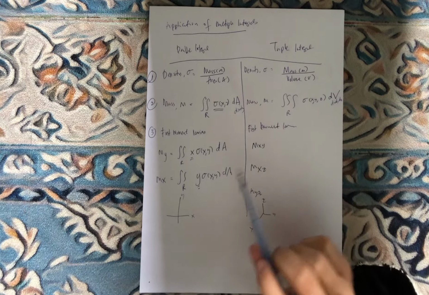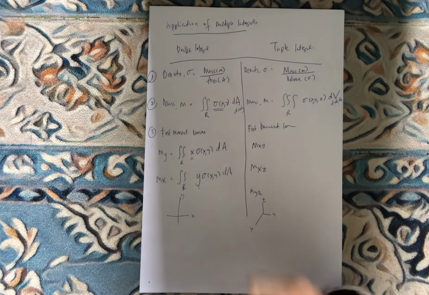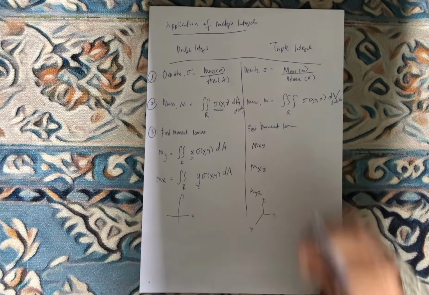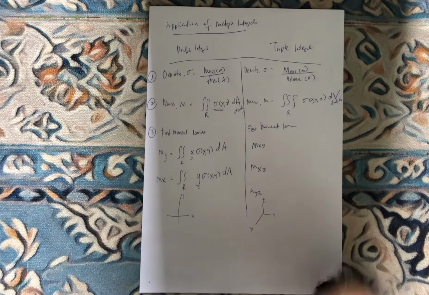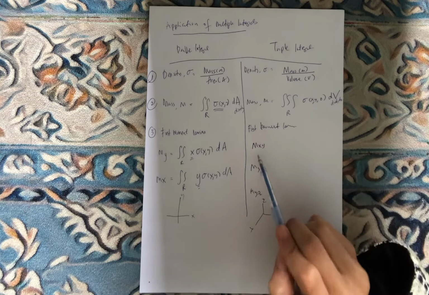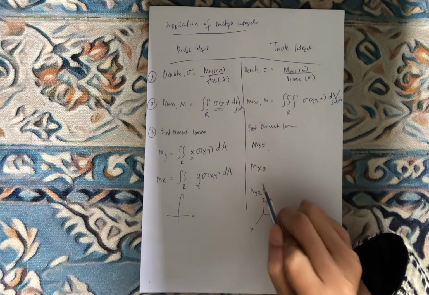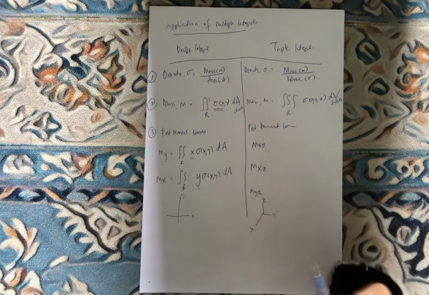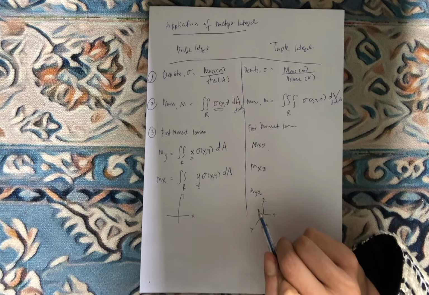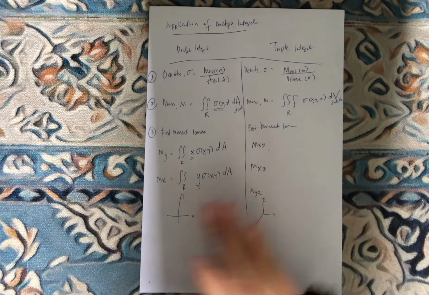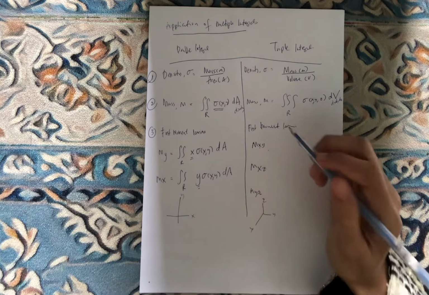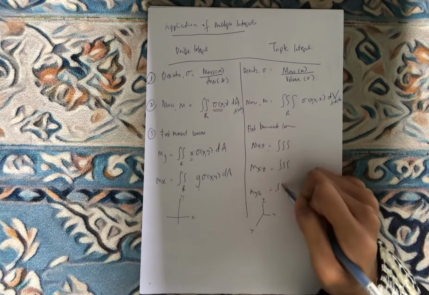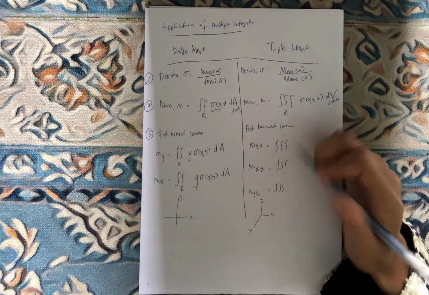So if the question asks you to find the first moment, it will be asked like this: first moment about the xy plane, the first moment about the xz plane, and the last one is the first moment for the yz plane. It's different between double and triple, but the formula is quite similar.